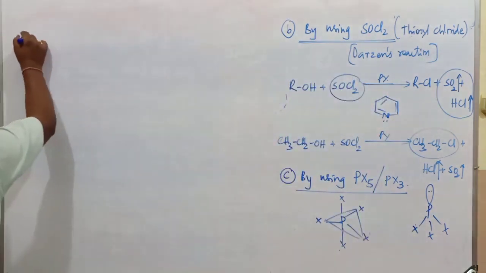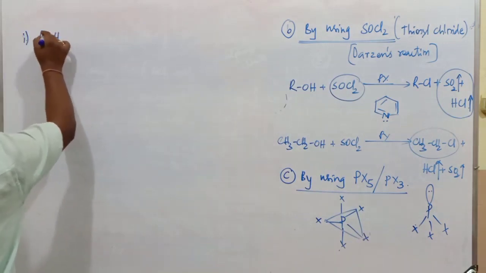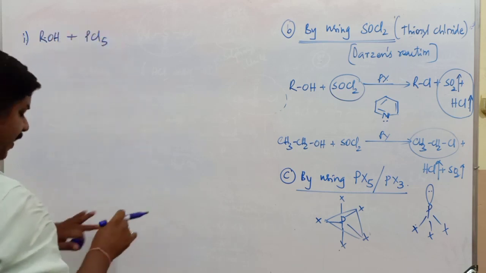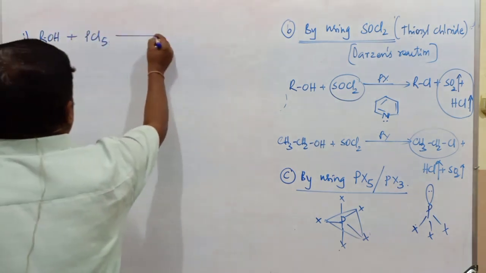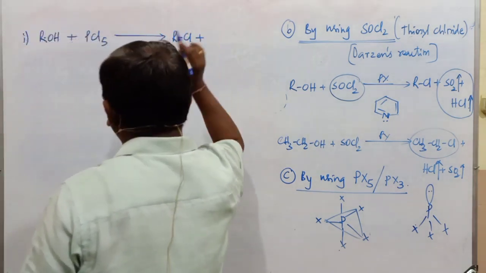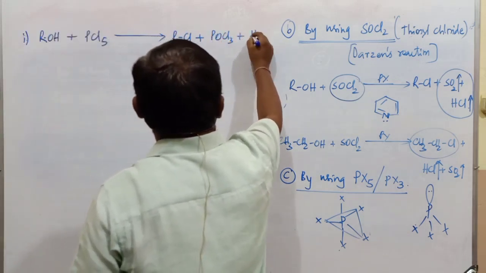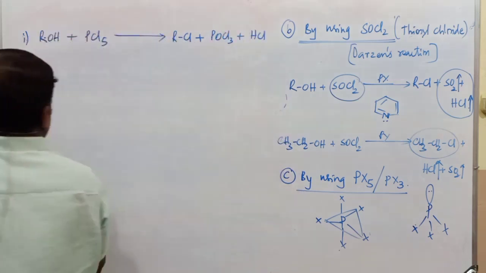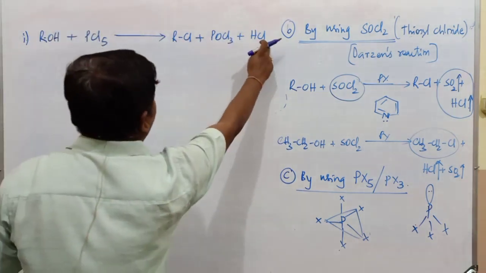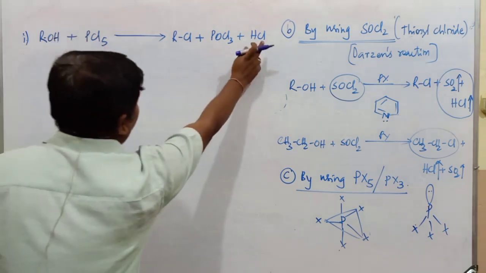Here this is ROH, alcohol. When it is treated with PCl5, PX5 means PCl5, I will mention that particular example. Here it gets converted into RCl, alkyl chloride, plus POCl3 plus HCl. Check whether the reaction is balanced or not. 5 chlorine atoms: 1 plus 3 plus 1, 5. Oxygen, only one oxygen atom. Hydrogen as well.